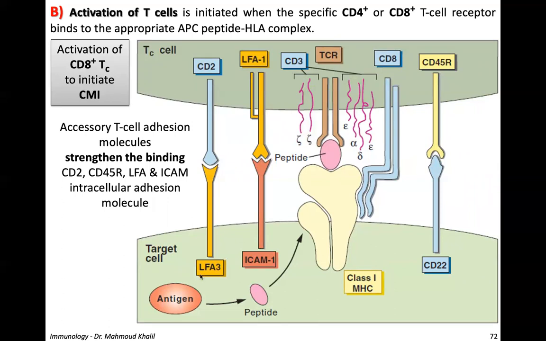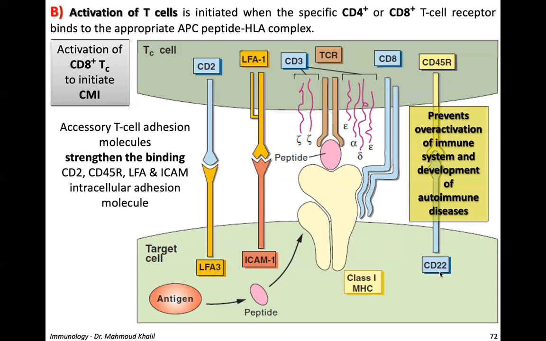The same receptor on the antigen presenting cells binds on the cell receptor on the TC cell. And we need to understand why CD22, of course, these bindings lead to strengthening of the binding, same as the previous for CD4, but the binding of CD45R with CD22 again prevents the overactivation of the immune system and development of autoimmune disease. So it is an important requirement for the immune system to regulate itself to avoid any overactivation.